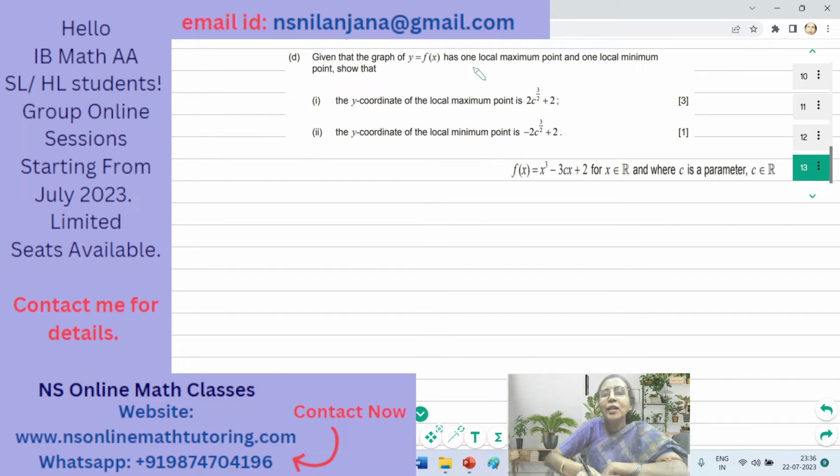Given that the graph of y equals f of x has one local maximum point and one local minimum point, that means c is greater than 0. We have seen that. Show that it contains two subparts. I is the y coordinate of the local maximum point is 2 times c to the power of 3 over 2 plus 2, and it contains 3 marks. Okay. First of all, local maximum and local minimum, we had found the expression for f dash x, but still this is subpart I.